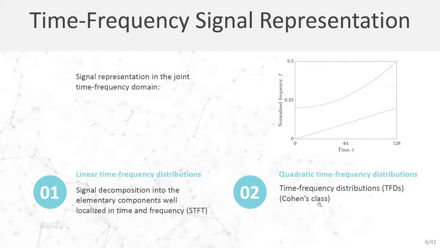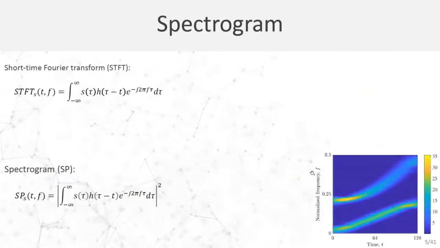And the special type of these TFDs are the so-called Cohen's class distributions that are characterized by time and frequency covariance, and they possess many useful mathematical properties for non-stationary signal analysis. And these distributions were the focus of this research. So in the next few slides, we will just see which distributions we used in this research.